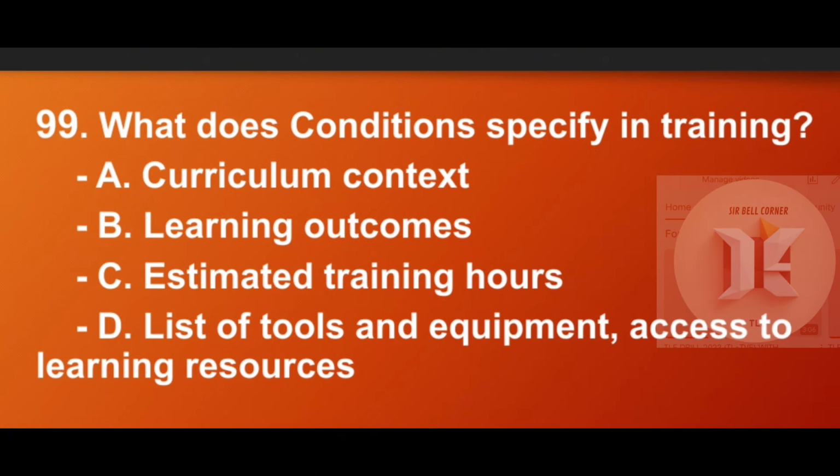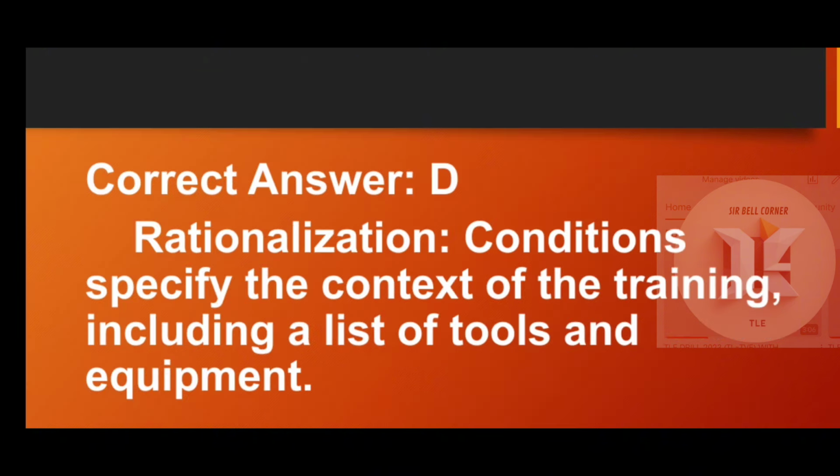99. What does conditions specify in training? A. Curriculum context. B. Learning outcomes. C. Estimated training hours. D. List of tools and equipment, access to learning resources. Correct answer. D. Rationalization. Conditions specify the context of the training, including a list of tools and equipment.